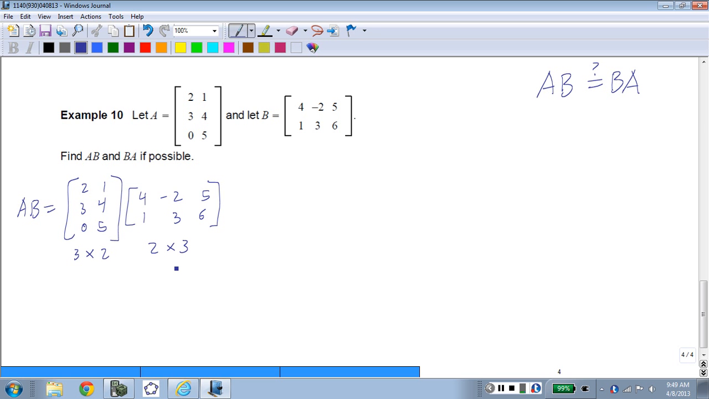Is this matrix multiplication well defined? Can we do it? We can do it because the 2's are the same. When we multiply them together, what will be the order of the product matrix? It's going to be 3 by 3. Let's see if I can leave enough room to write all this out. I probably haven't made it big enough.